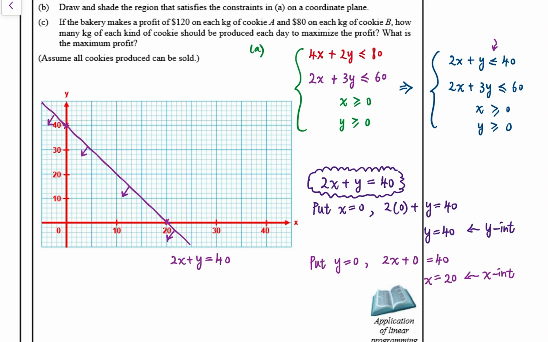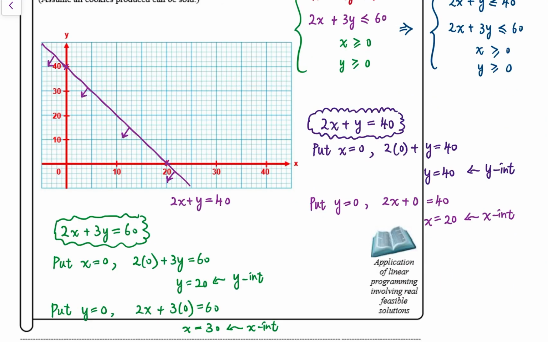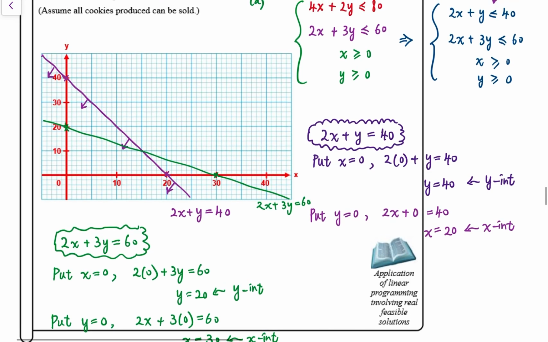We're going to repeat that with the other straight line. 2x plus 3y equals 60. Y-intercept is 20 and x-intercept is 30. So let's draw the straight line. By looking at the inequality sign is less than or equal to, because of equal to, I'm using a solid line. Less than, so we are shading the lower half plane.